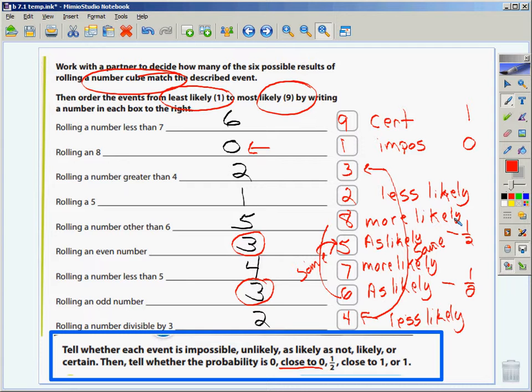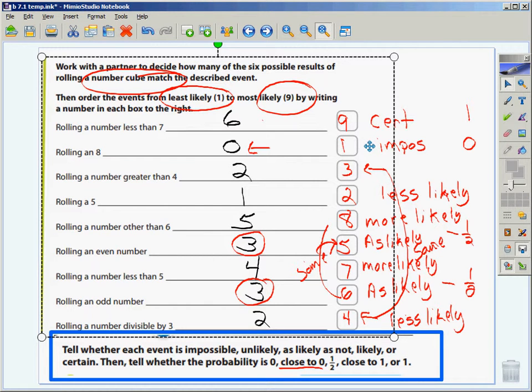So, on one piece of your assignment tonight, you're organizing data that way. You're deciding, is it going to be certain to happen? Is it something that is impossible? Is it something that's 50-50? Or is it closer to impossible, or is it closer to certain?